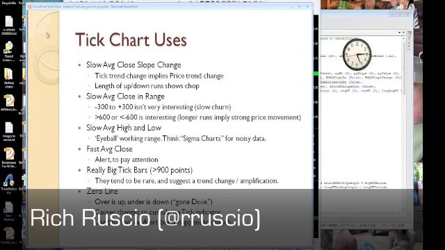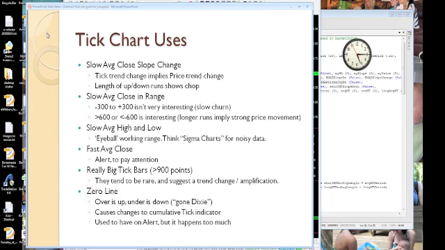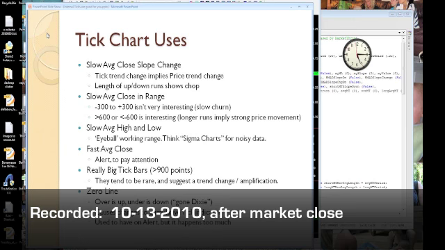So what are these used for? The slow average closed slope change is used because it implies a price trend change. Pretty much bet that ES is going to start to go down. Same way with up. You can also look at it to get an estimate for what the length of the up and down runs are.